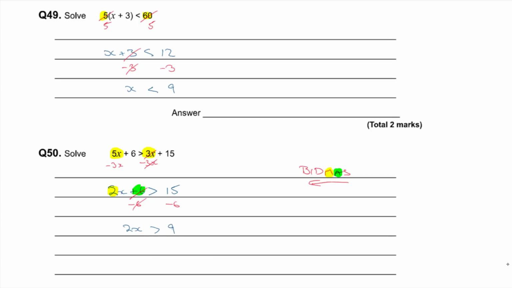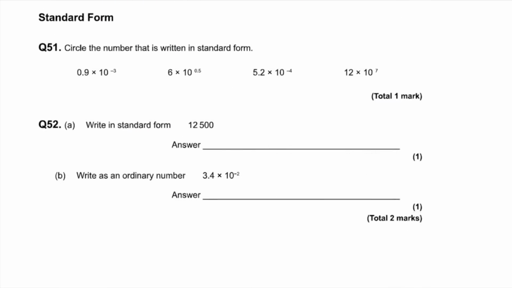Then dividing both sides by 2. Divide by 2, divide by 2. Leaves me with x is greater than 9 divided by 2. I could just leave it as 9 divided by 2, or if you really want, write it as a decimal. It's 4.5. Either of those answers would have been acceptable. Next up, standard form.